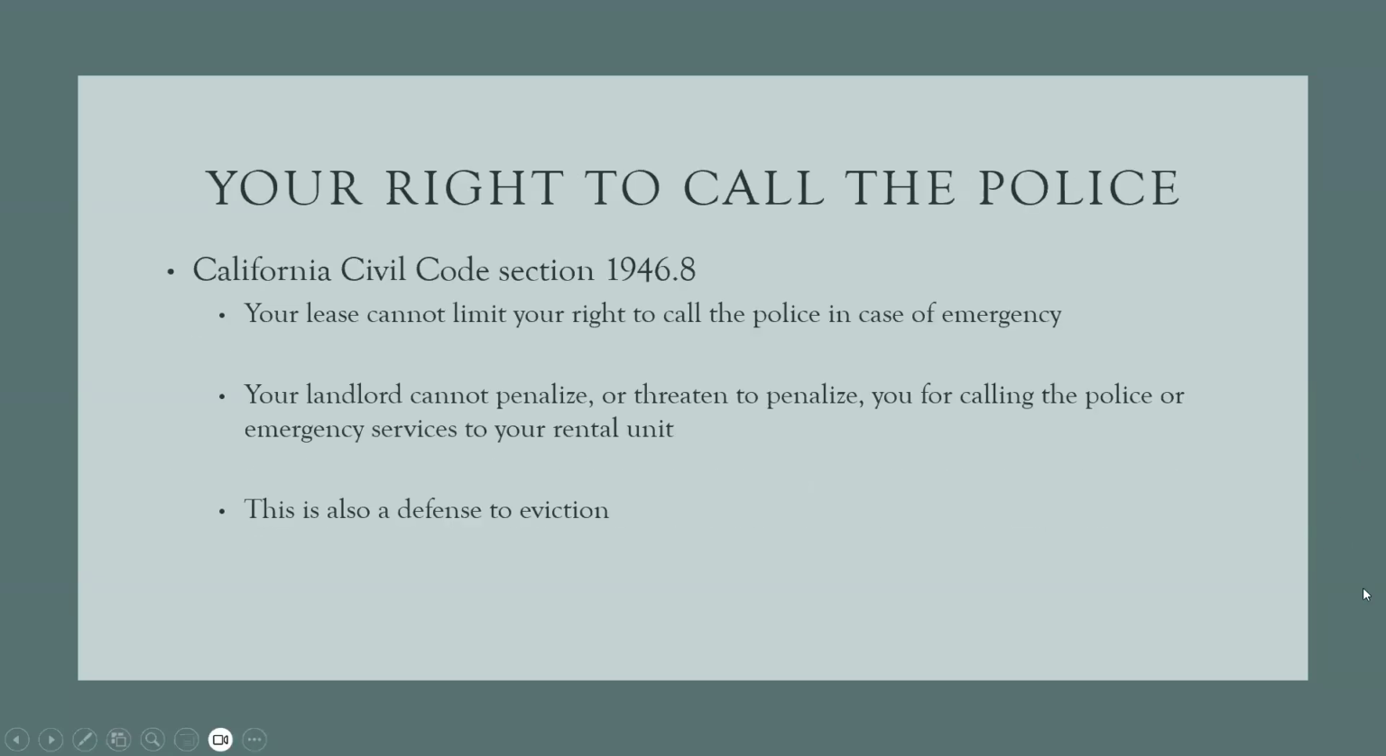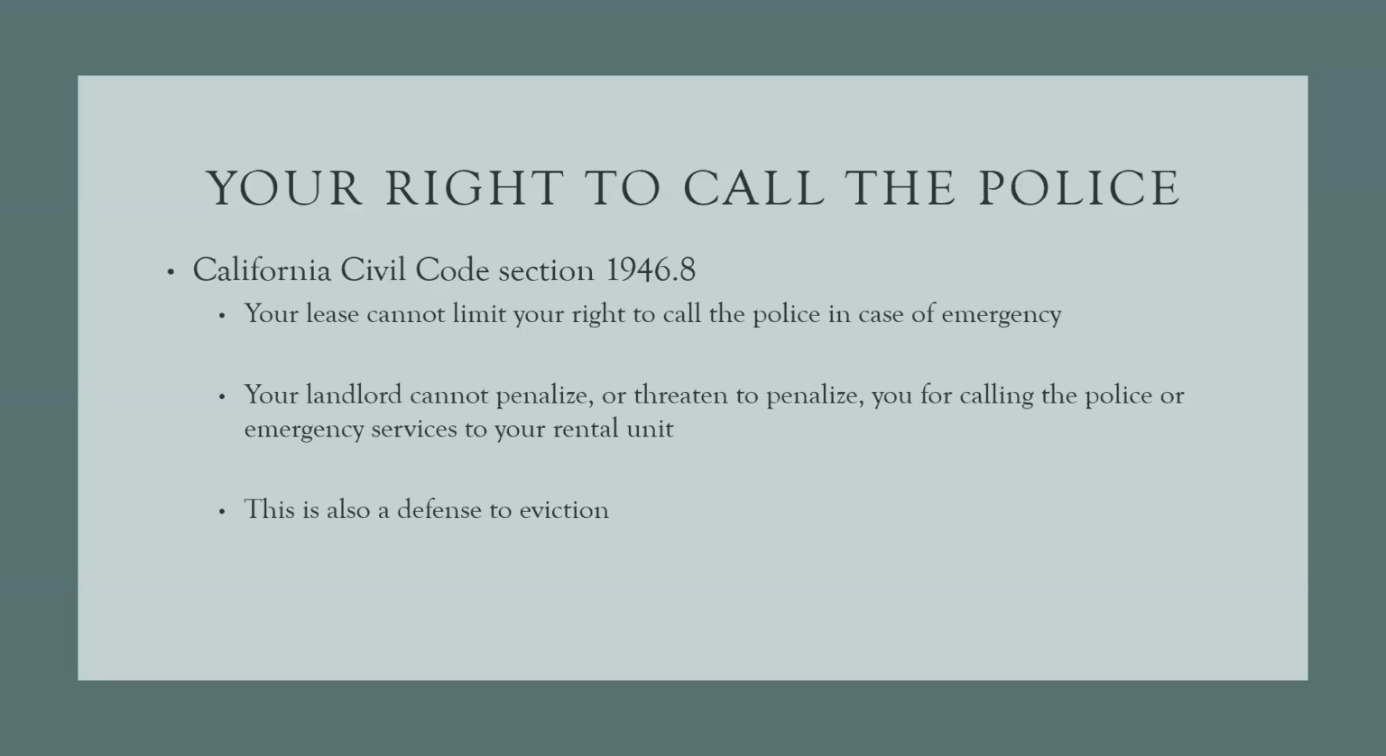So let's talk about your right to call the police. This is actually a new protection that's been added to California law recently. Your lease cannot limit your right to call the police in case of an emergency. Basically, if there's something in there saying you can't call the police, or if you feel you're threatened or anything like that, that's not valid. It's unenforceable. You always have the right to call the police in case of emergency.